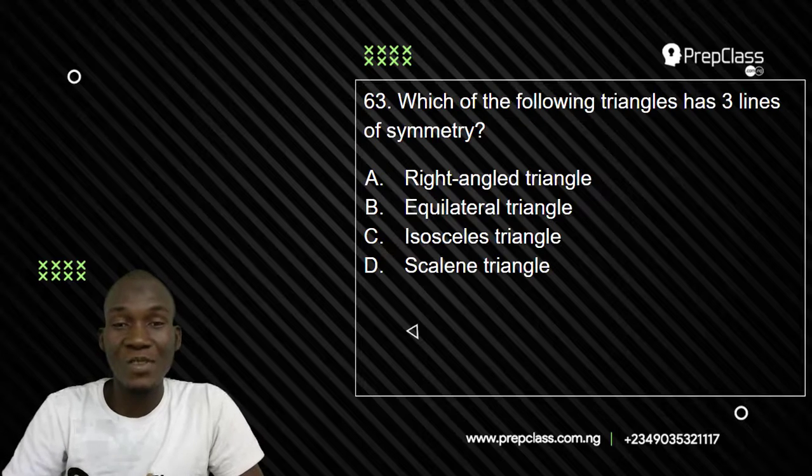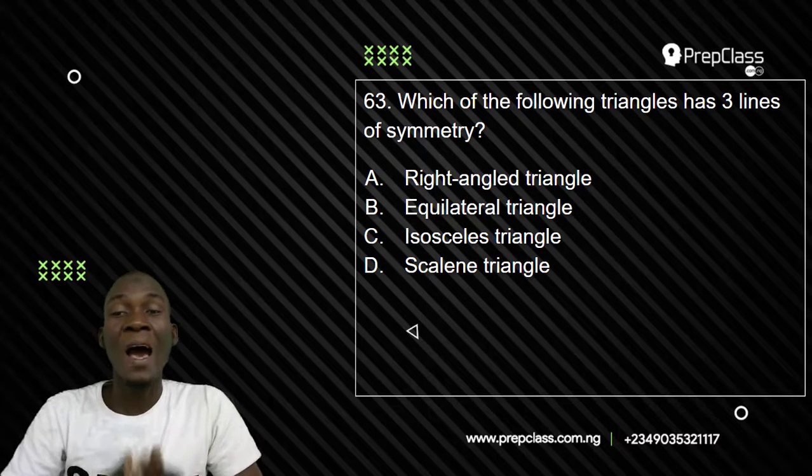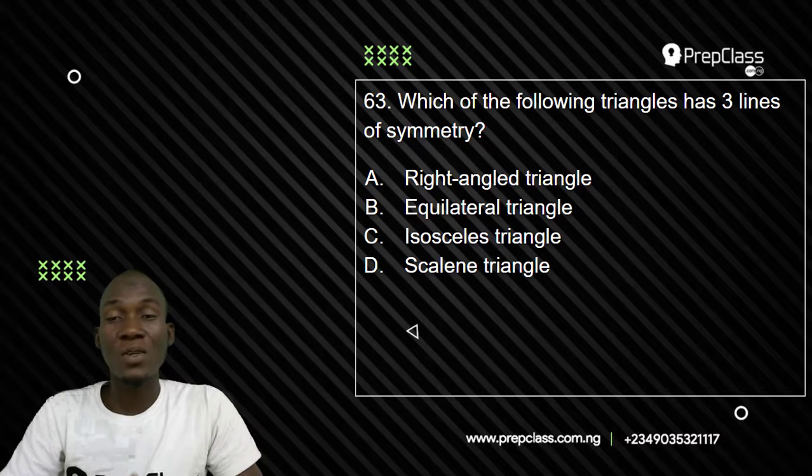So we move to the next question. Question number 63. Which of the following triangles has 3 lines of symmetry? A. Right-angled triangle. B. Equilateral triangle. C. Isosceles triangle. D. Scaling triangle.